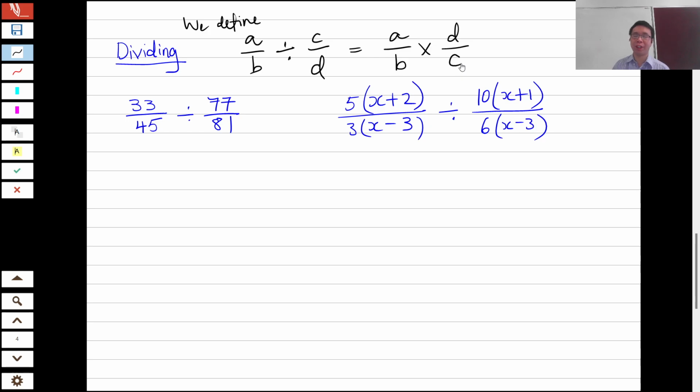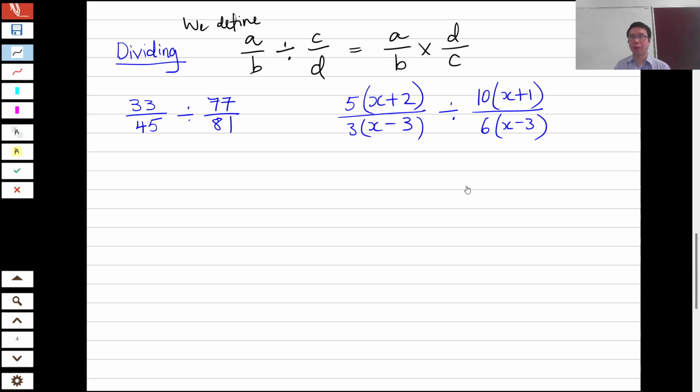So wherever you see division, what you want to do is replace the division with multiplication, keep the first fraction the same, and replace the second fraction with what's called the reciprocal of the original fraction. So here I've turned c on d and flipped it upside down. As long as you remember that, division is easy because it's just multiplication in disguise.